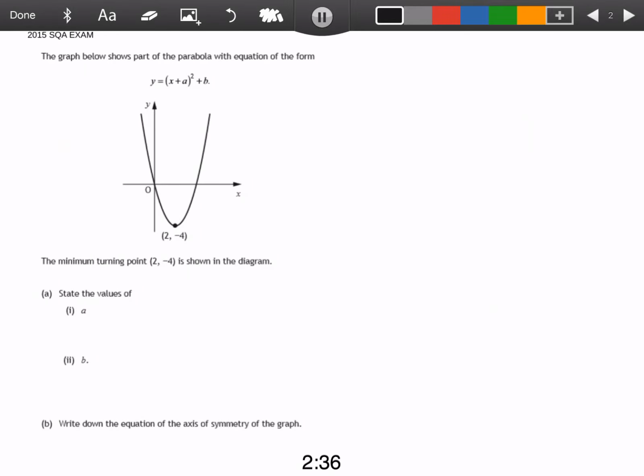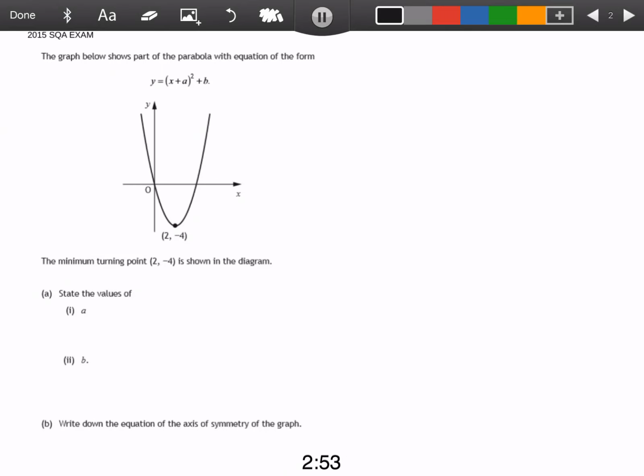Right, next one. Most of these questions, you'll notice we haven't really used the calculator much. We haven't used it at all just now. These do tend to come up in paper 1, but very soon we will get to a calculator question.